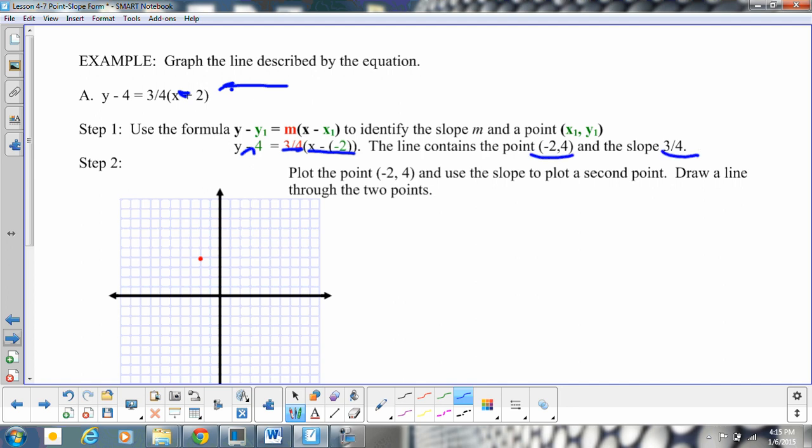Our slope is 3/4. Now we have to remember back to our previous section to graph a line given the point and the slope. Use your point for your starting point. (-2, 4) is your starting point, and so that's right there. I'm a little bit off with my marker, sorry about that, but that's the starting point. Now I'm going to use the slope to draw a second point. The slope tells me to go up 3/4. Here we go.